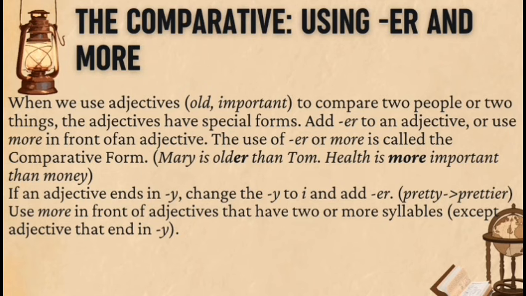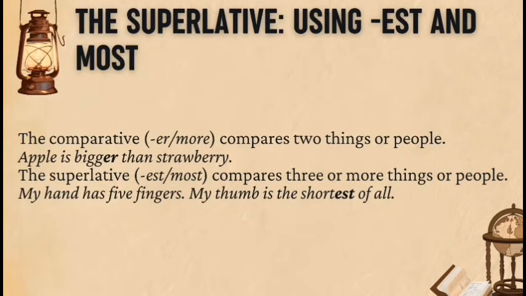If an adjective ends in y, change the y to i and add er. For example, pretty, prettier. Use more in front of adjectives that have two or more syllables, except adjectives that end in y. The superlative using ending est and most. The comparative er or more compares two things or people. For example, apple is bigger than strawberry.